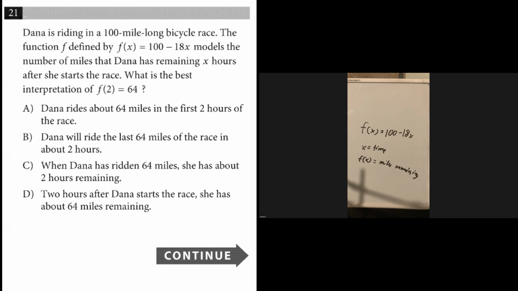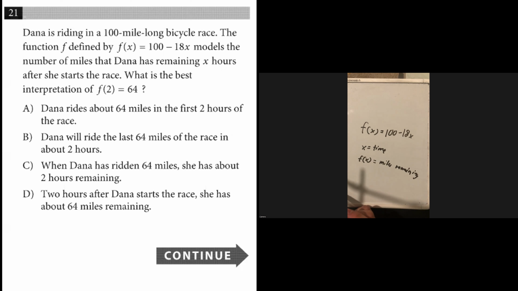Okay, so for this one, given a function, f of x equals 100 minus 18x, and we're told that the function models the number of miles she has remaining. So f of x equals miles remaining, and it says it's x hours after she starts the race. So x is the number of hours or time. And so what is the interpretation of f of 2 equals 64?